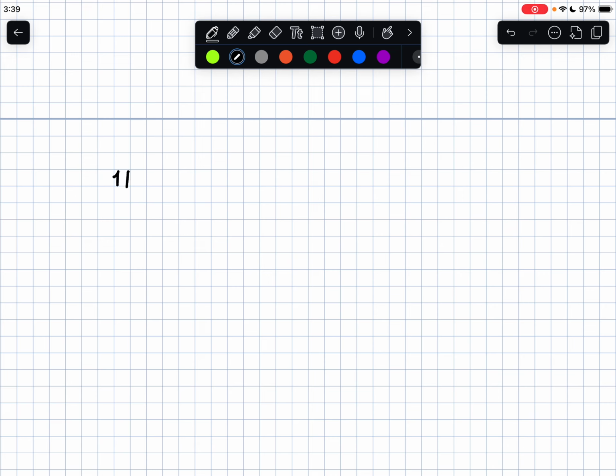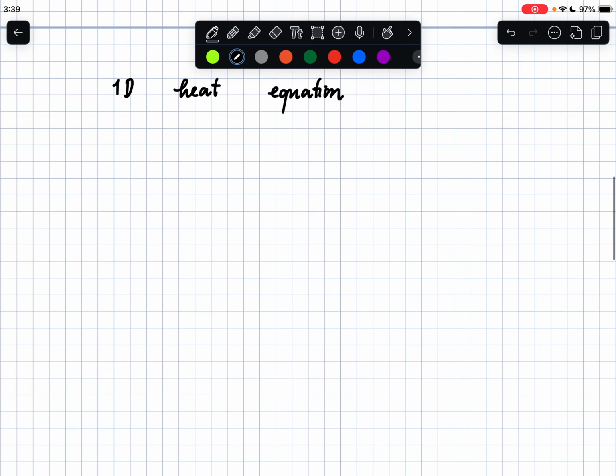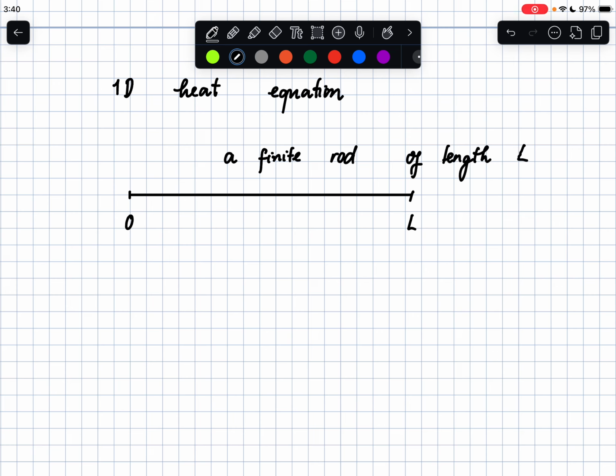So we have the 1D, one-dimensional heat equation. Now assume that we have a rod, this one, of length L. So I put 0 here and L is here. A finite rod of length L. And assume that this is a heated rod.